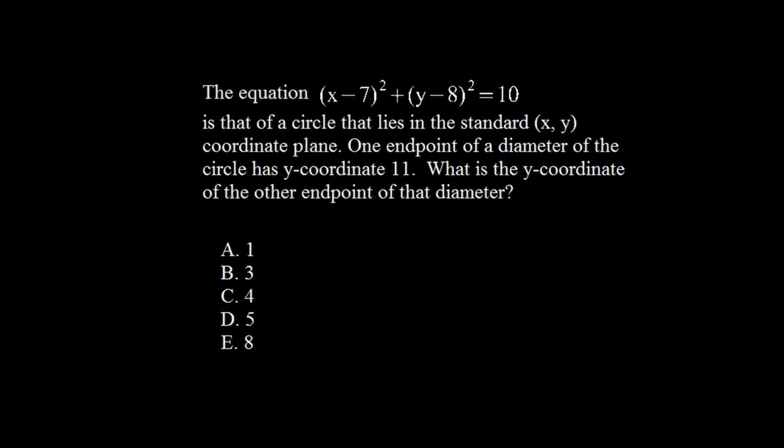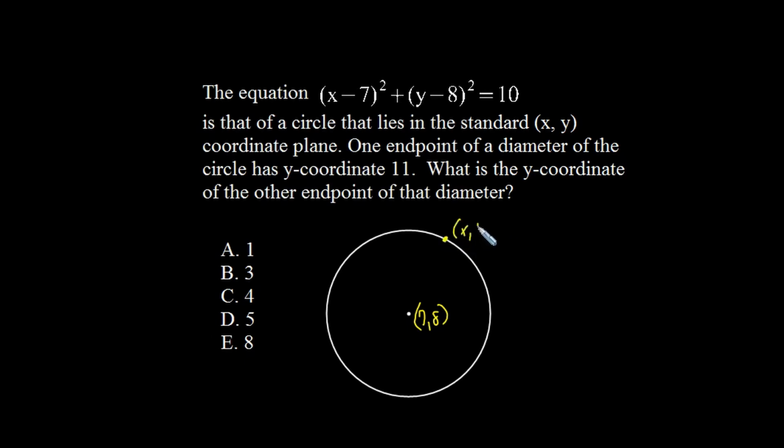I'm going to draw a diagram just so we can visualize this. If the center is (7, 8), and again we're going to use that equation, the center is going to be the opposite of these two values. And then we have some point up here where we don't know what the x-coordinate is, but we know the y-coordinate is 11, so it's some (x, 11).